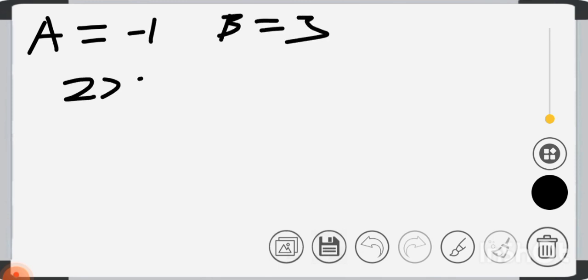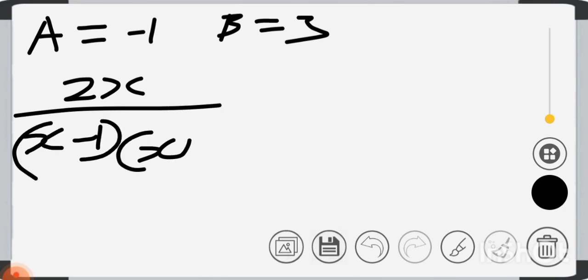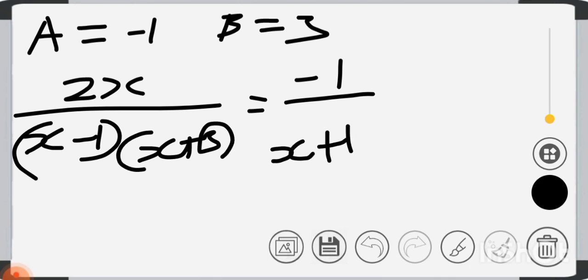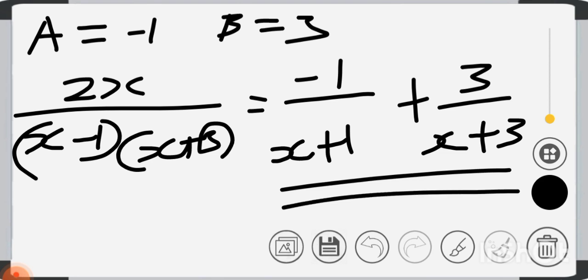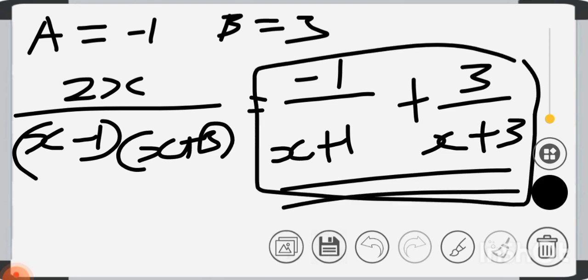So that 2s over s plus 1, s plus 3 will be equal to, a is minus 1, so minus 1 over s plus 1, plus b is 3 over s plus 3. So this is the answer. This is what you are going to see as the answer.